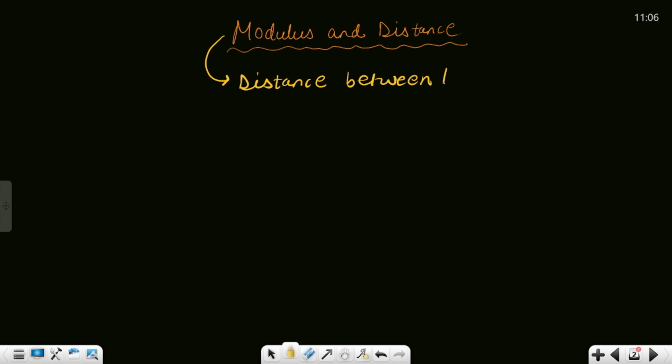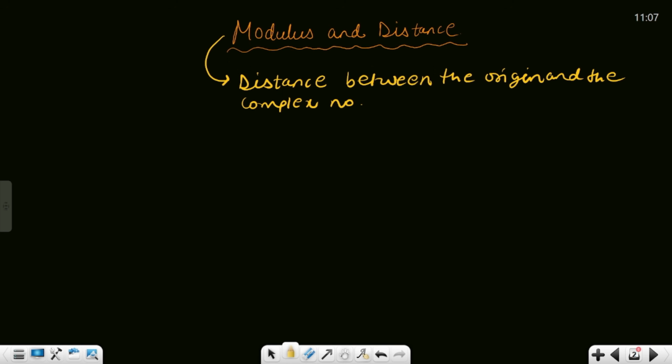Between the origin and the complex number. Basically, what is the meaning of modulus? Modulus just gives us the distance, or we can say length, or magnitude, between the origin and that complex number, or that complex point that we have plotted in the Argand plane.